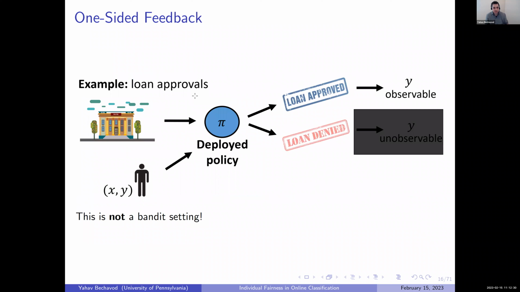And in particular, note that this is not a bandit setting. If we look at the one-sided setting, for a bandit setting, we have the information for the action that we choose. But here, if we deny a candidate a loan, we see no feedback for any of the actions, not the action and not the counterfactual. So this is a different setting.